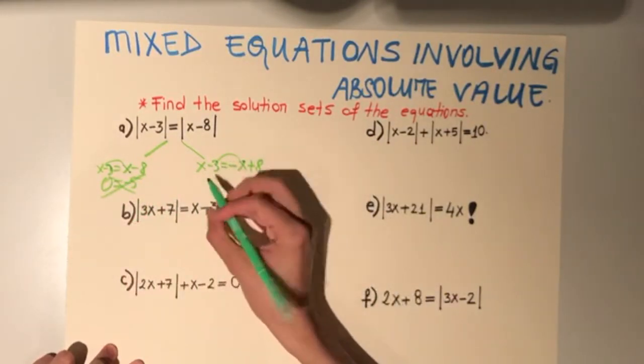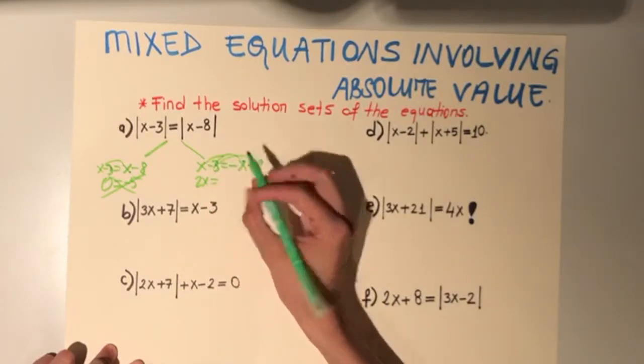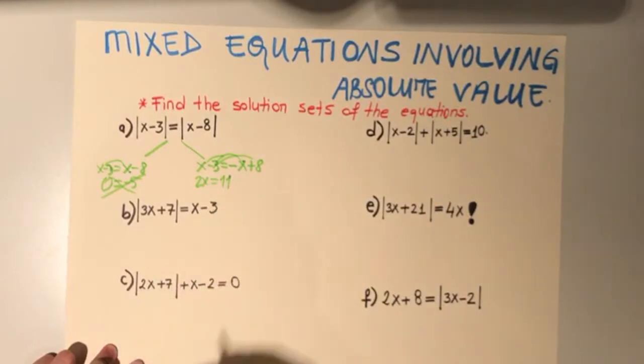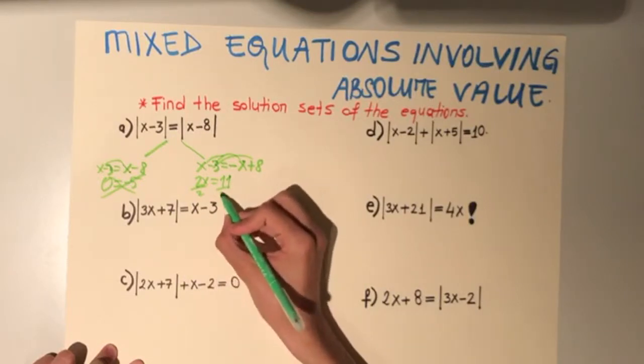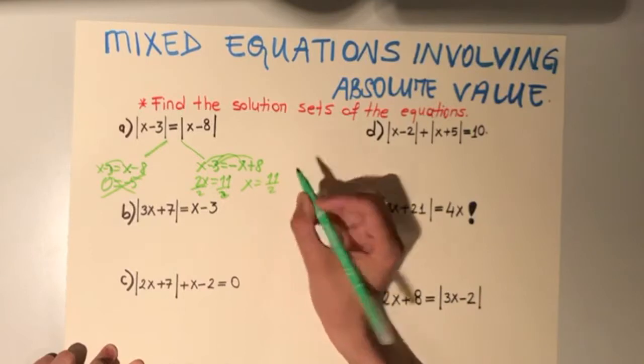This will go to left place as plus, so 2x is equal to 11. Yes, 11, and then when we divide it by 2, we're gonna get x is equal to 11 over 2.